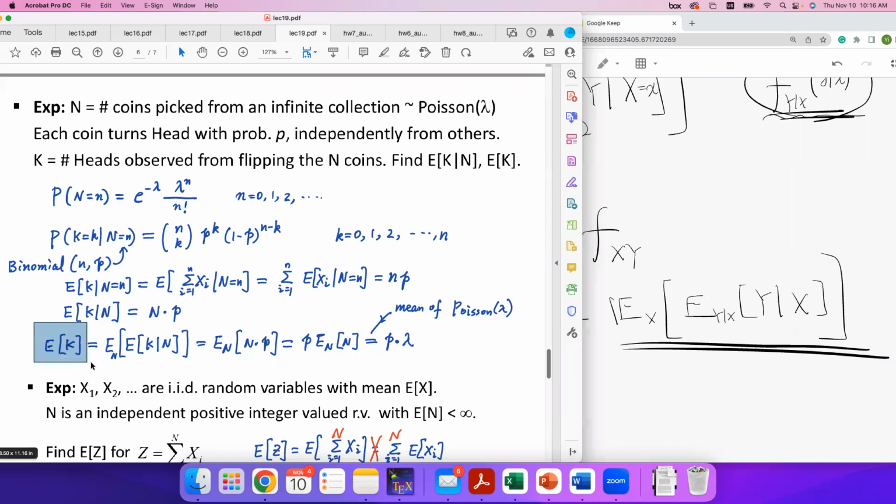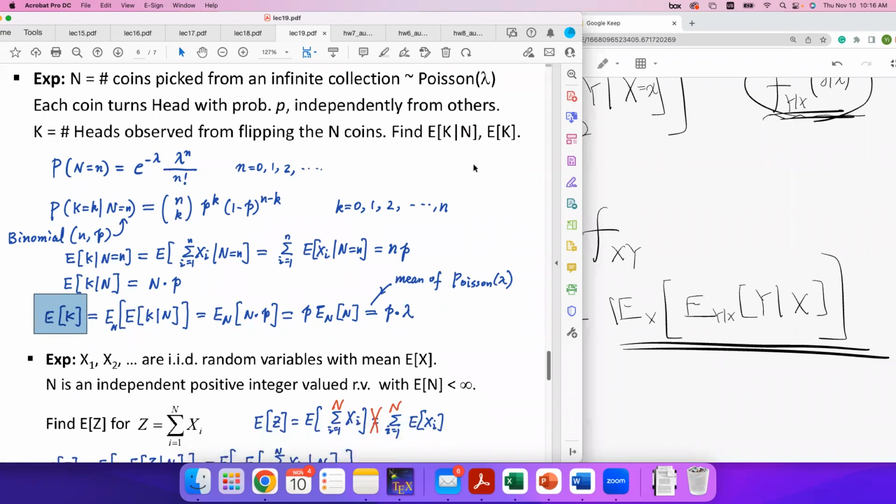To compute expectation of K, we can leverage the iterated expectation law. Because we know this K is observed by flipping the n coins, so this K is depending on N. Well, N is drawn from this Poisson distribution. So a very natural idea to compute this expected value is to consider using the iterated expectation law to first condition on this capital N and then take the expectation over N.